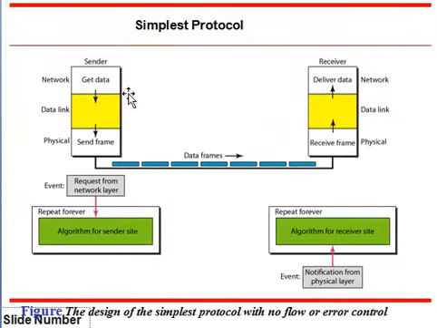We have to get the data from the network layer and perform operations in the data link layer, and the frames are sent to the physical layer. Again, on the receiver side, it will receive the frame at the physical layer, then the data link layer, and deliver the data to the receiver in the network layer. This is the design of the simplest protocol with no flow or error control.